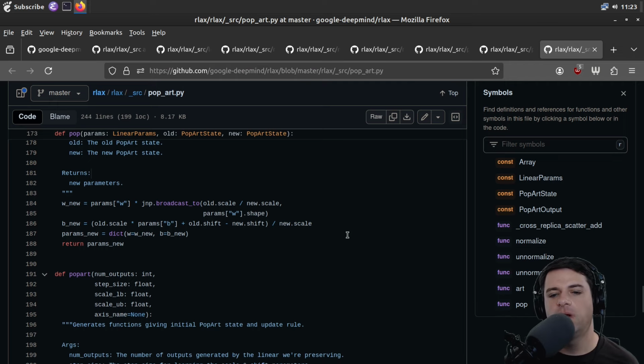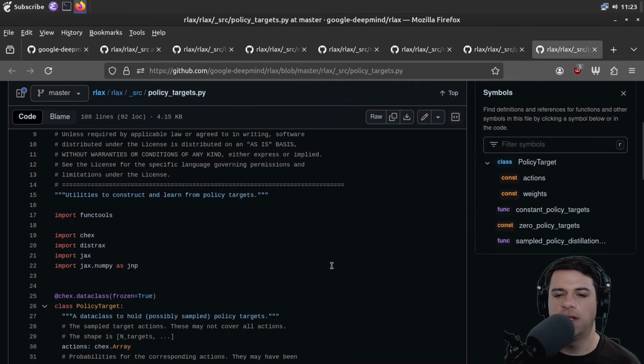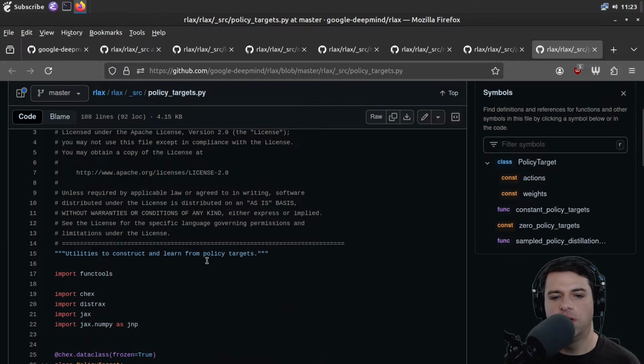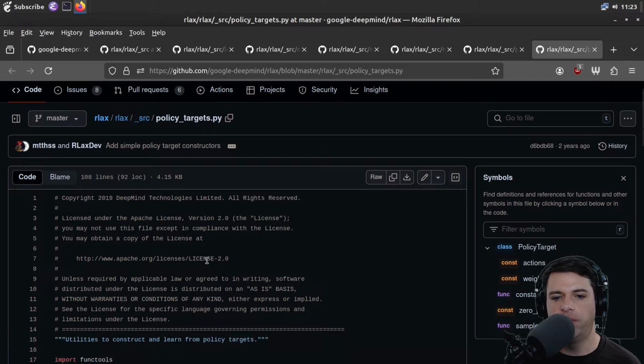Okay, so that's what pop art is. It's something about learning across different scales. I think the reason you need that is because a lot of this stuff is scale dependent, as you might expect, because you're writing down loss functions. And if you have a lot of different scales, then the things at the larger scales may seem more important than the smaller scales, even though that may not be true in the problem you're modeling.